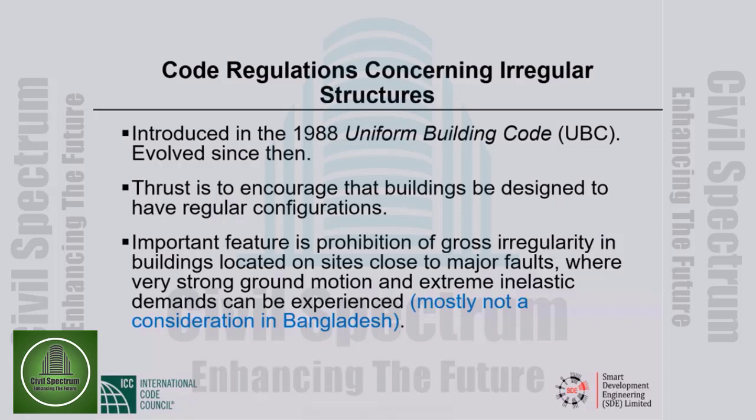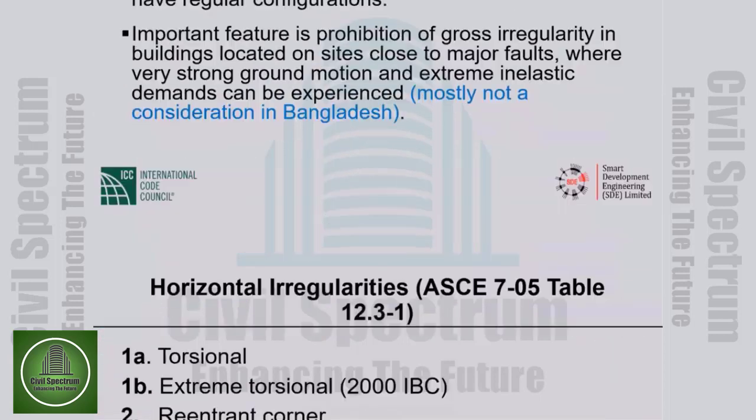Okay. Important features is prohibition of gross irregularity in buildings located on sites close to major faults where very strong ground motion and extreme inelastic demands can be experienced. Okay. This is mostly not a problem in Bangladesh. You do not have high ground motion. You are not close to major faults, not uncomfortably close. But in any way, ASCE 7-05 actually prohibits some structures with some irregularities close to major faults that can generate large earthquakes.